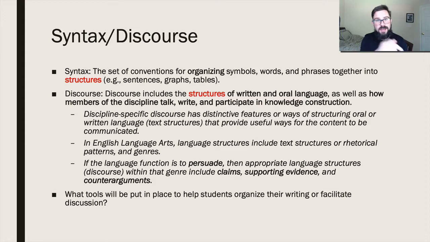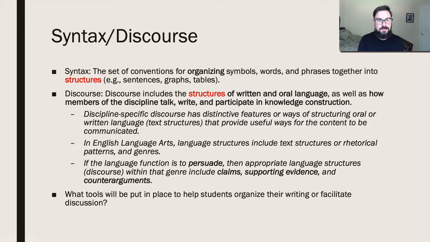Discourse, again, we talk about the way that academic readers speak in a particular way, and that's similar to vocabulary. But again, you're talking about the structures of written and oral language. So how do people in the discipline of literacy and literature talk, right, and participate in knowledge construction? So what do we expect? What is the academic structure of a text?